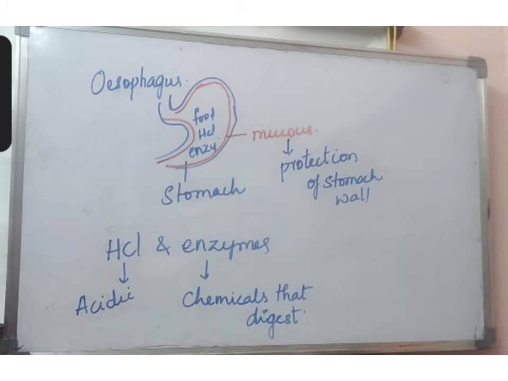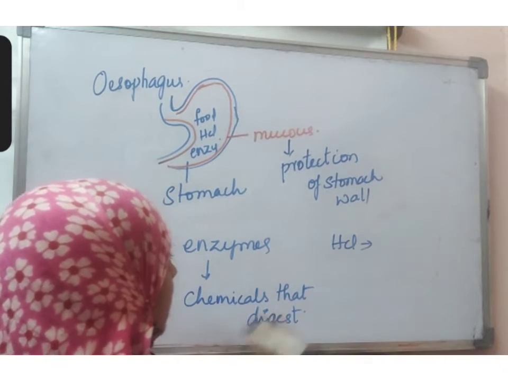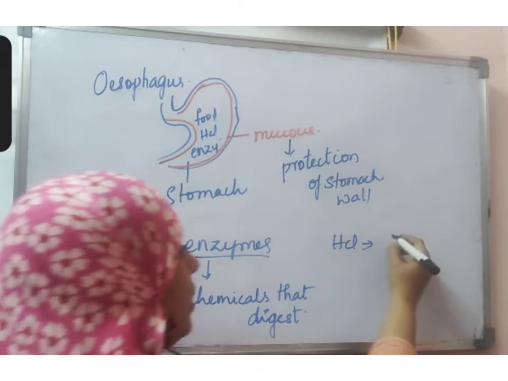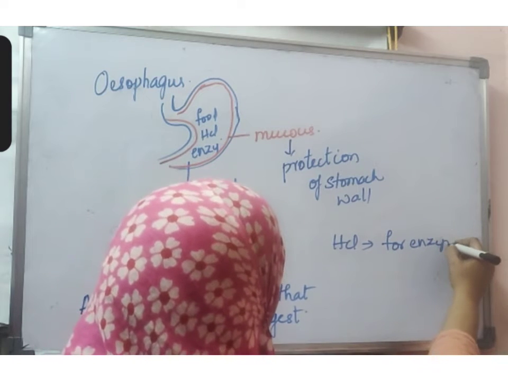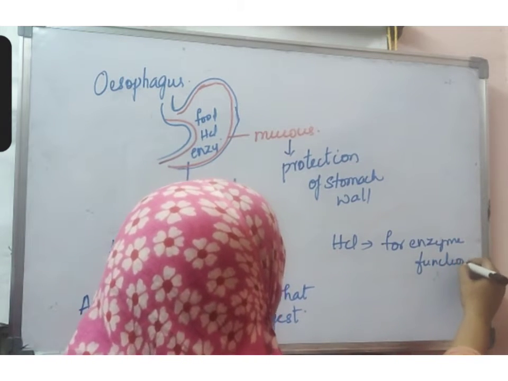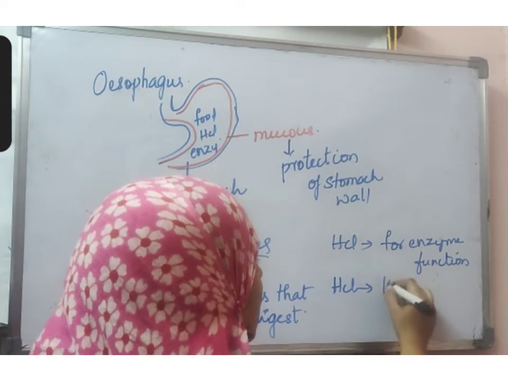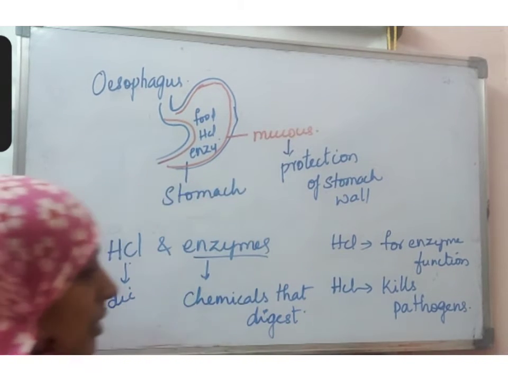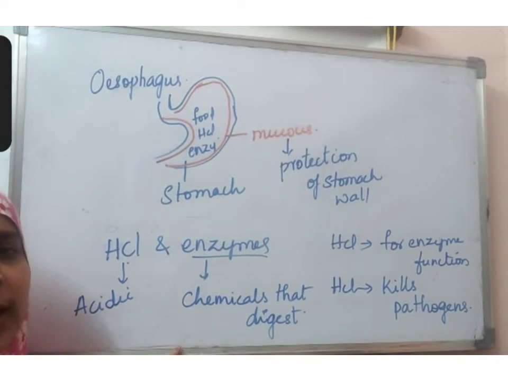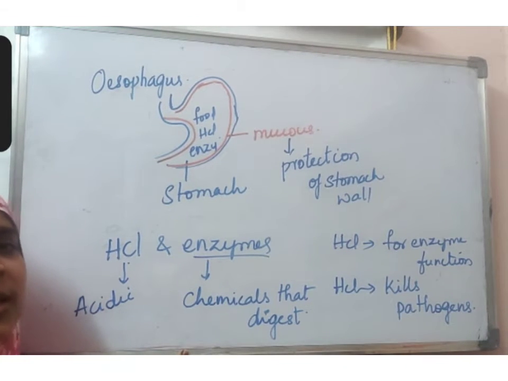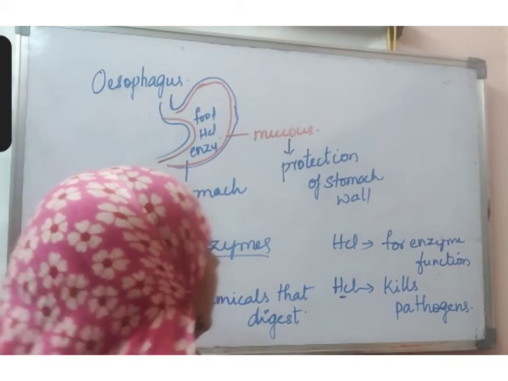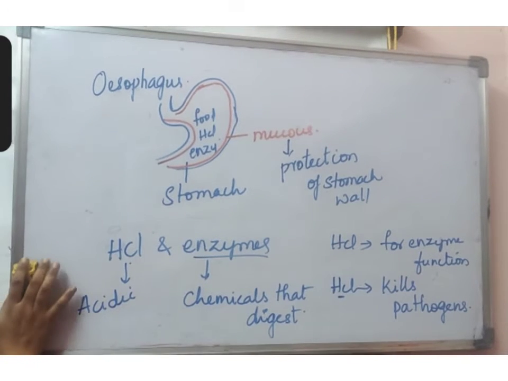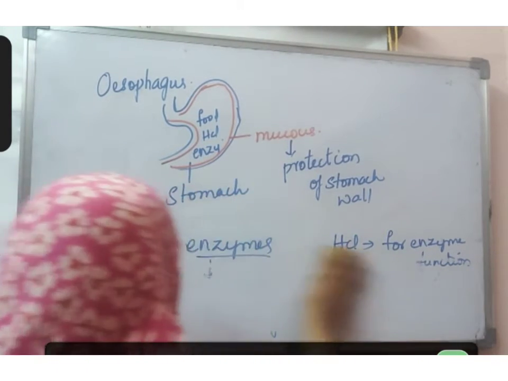Why should HCl be released? HCl is very important for activation of the enzymes. If the enzyme should work, this HCl is very important. One, for enzyme function. Second, HCl kills the pathogens. What do you mean by pathogens? Disease-causing microorganisms that enter our body through food, like small bacteria, small viruses, small fungus, are killed by the HCl present in the stomach. So this HCl also helps in protection from disease-causing organisms.